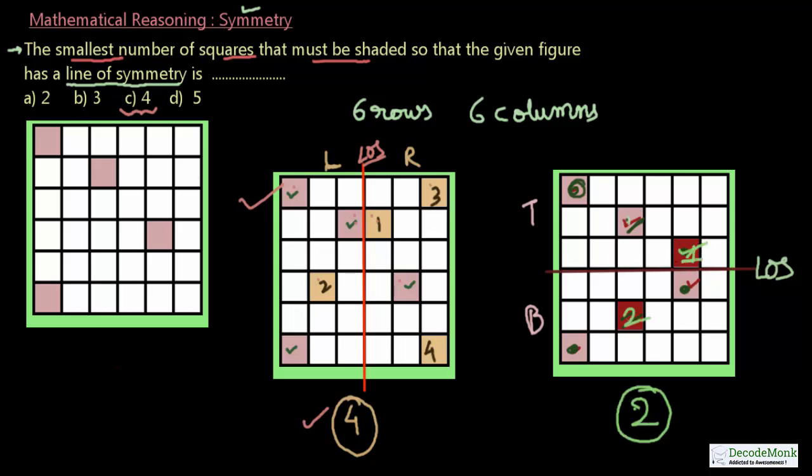So the right answer over here is option A, that is 2 and not 4, because 4 squares are shaded if the line of symmetry is taken as the vertical line of symmetry. For such type of question, it is suggested to read the question carefully and check out all the possibilities. Don't rush to the answer without taking care of all the possibilities. The right answer to the question is 2, that is option A.